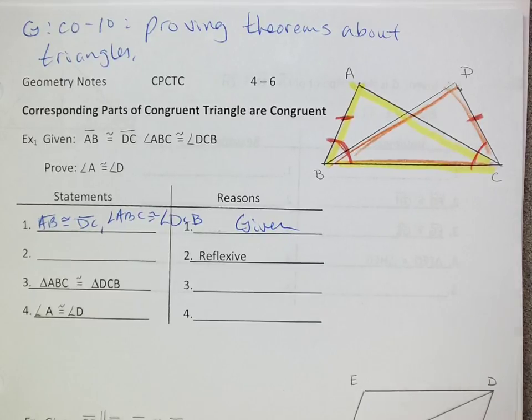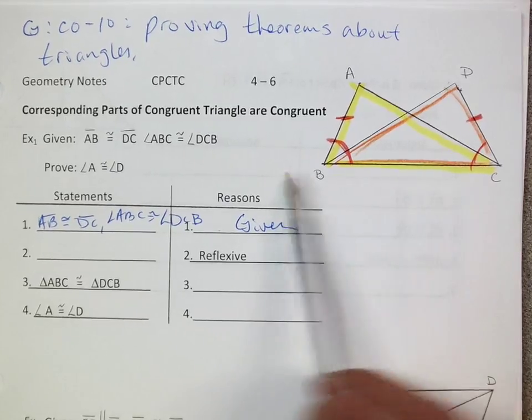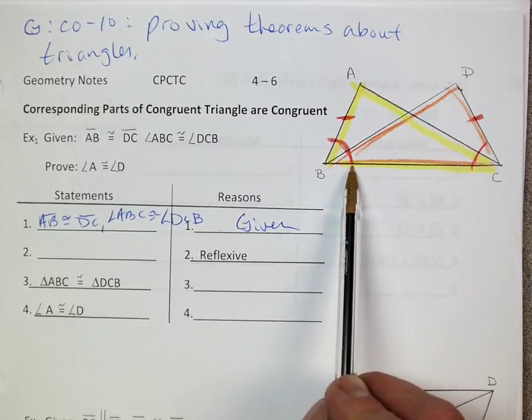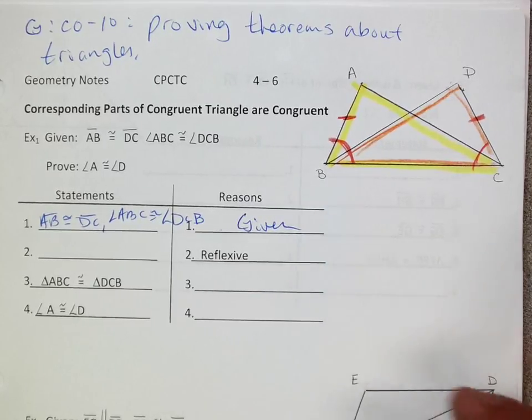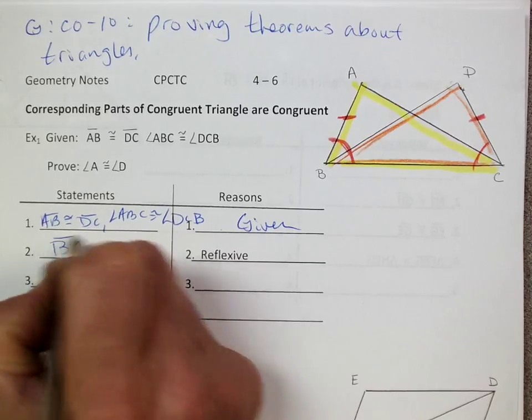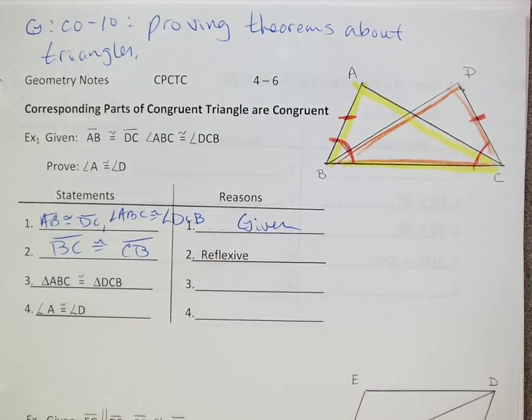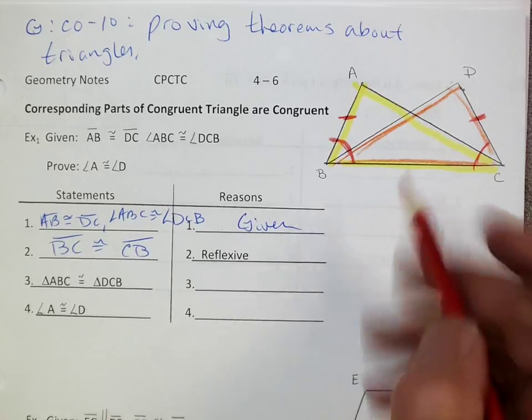Okay, good. So now, step two, we've got this reflexive. Now if I look at both triangles, they do share something, don't they? What do they share, Kurt? BC. They both share BC. So if BC is equal to BC, it's saying that side is equal to the same side of the other triangle. So we're going to say BC is congruent to CB. And I'm going to mark it, all right? Mark that.